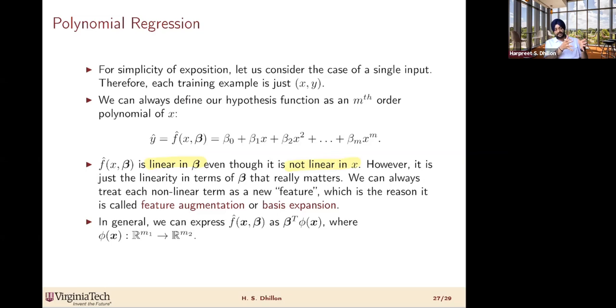However, for whatever we have developed until now, it is just the linearity in terms of beta that really matters. And the reason that statement is true is because of this idea of feature augmentation or basis expansion. Even if you had original features, let's say some x1, x2, x3, you can define nonlinear functions or new features from those existing features. That is called feature augmentation or basis expansion. Let me show that through an example before we wrap up.